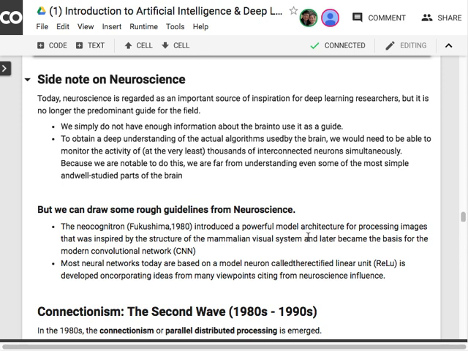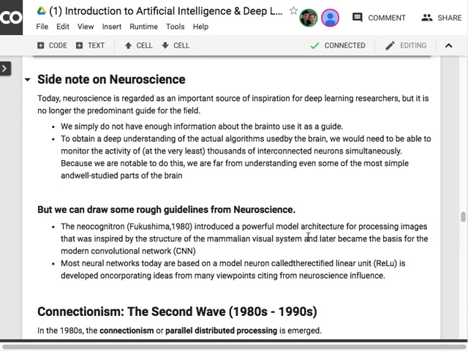To really understand it, we need to be able to watch the activity in our brain, thousands of interconnected neurons simultaneously, and nowadays we still cannot do that. That's why the neuroscience-based approach is not so popular, because neuroscience itself does not yet understand the brain well enough. But a lot of our deep learning research is derived from rough guidelines from neuroscience. This is a clear example.